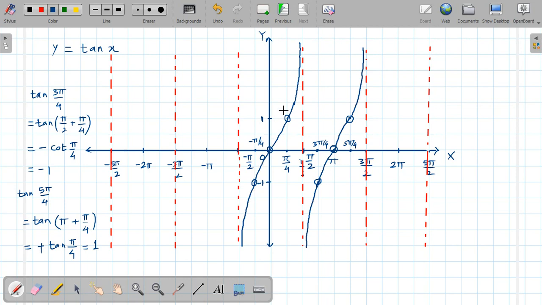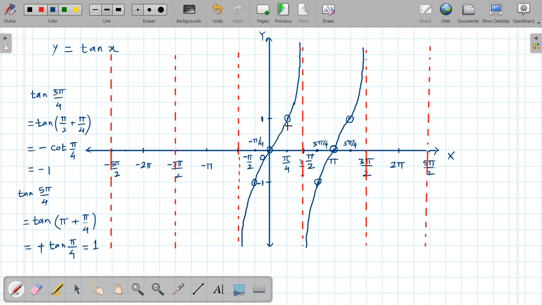See, for the interval minus pi by 2 to pi by 2, we get this curve. For pi by 2 to 3 pi by 2, you will get this curve. Similarly, for this interval also you will get the curve. Similarly, for this also you will get the curve, and for this part also you will get the curve.